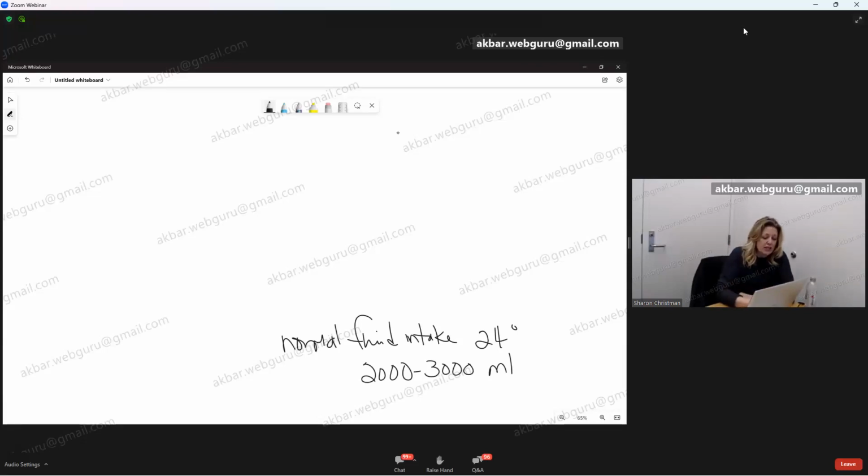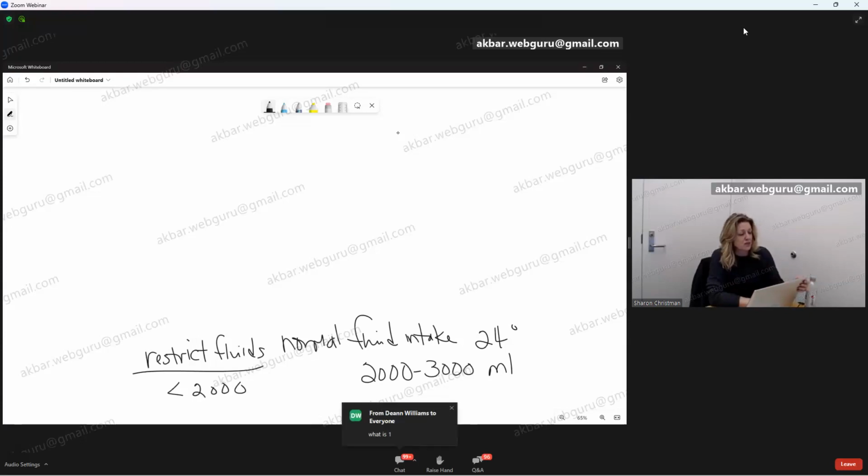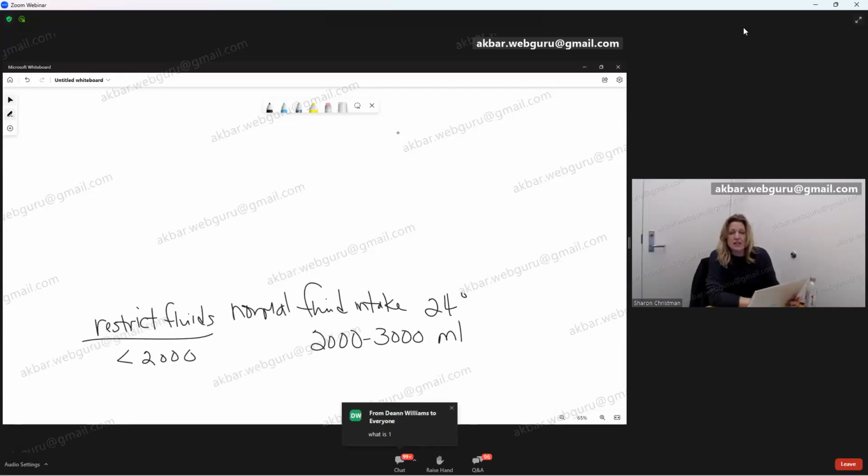Now, there's a phrase we can say, restrict fluids. If we tell a person to restrict fluids, that has a quantitative measure. We're not just saying drink less. If we say restrict fluids, we mean less than 2,000 mils a day, usually around 1,500. If you get an order to restrict fluids, they're saying less than 2,000 mils a day.